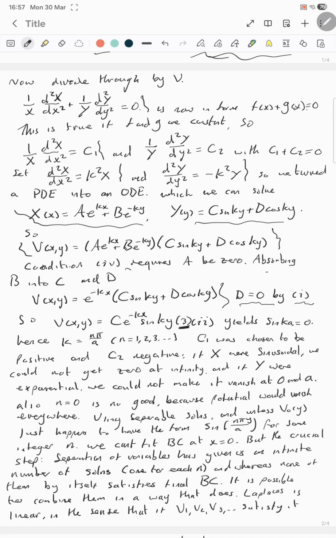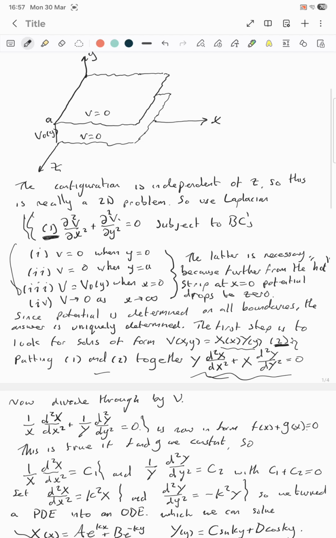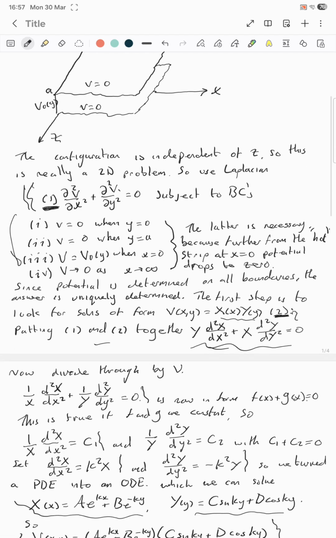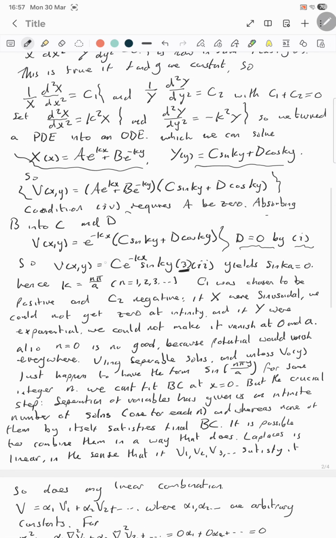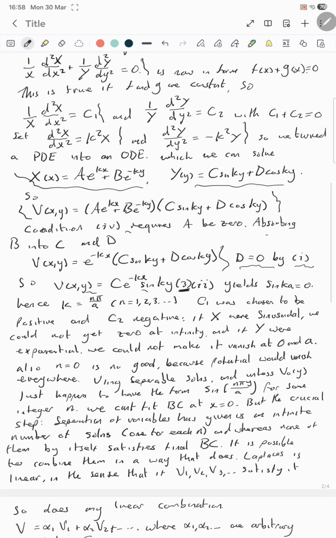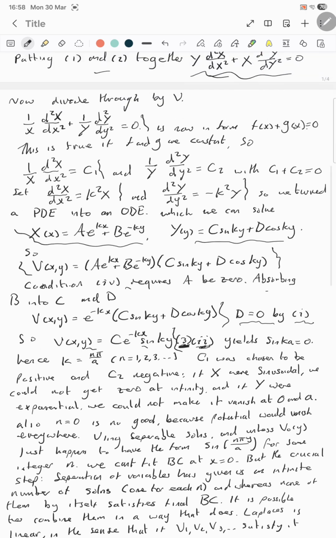Where did I put that? It's up here somewhere. Oh yeah, by this condition. So our potential V of x and y equals C e to the minus kx sine ky. This I've called equation 3. And these are our second boundary conditions.